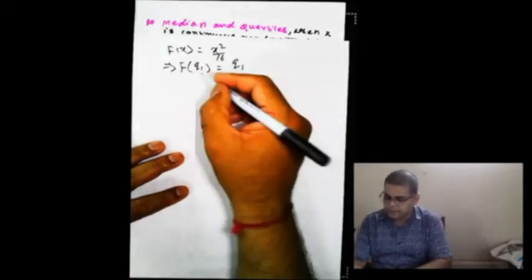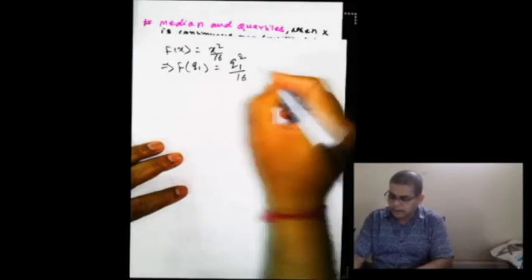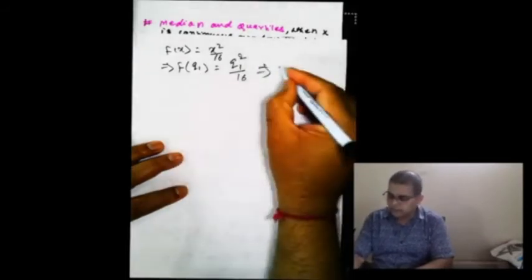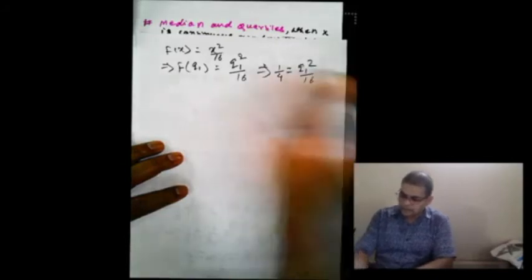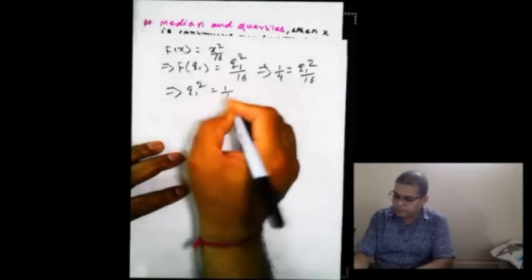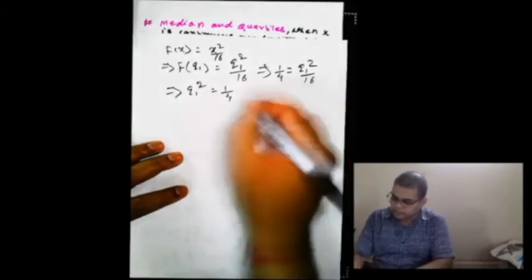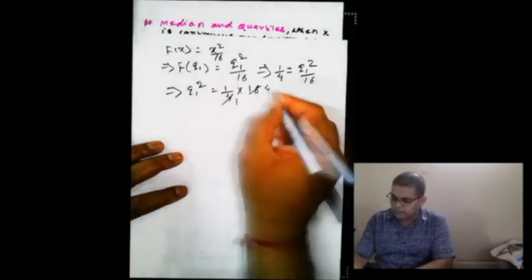If you write here Q1, then it is going to be Q1 squared by 16, and Q1 takes 25% of the value, so you can write 1 by 4. So Q1 squared by 16 equals 1 by 4, so Q1 squared equals 1 by 4. If you transpose, then it's going to be 16 times 1 by 4, which is 4.